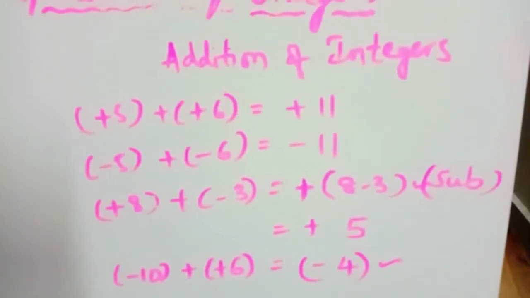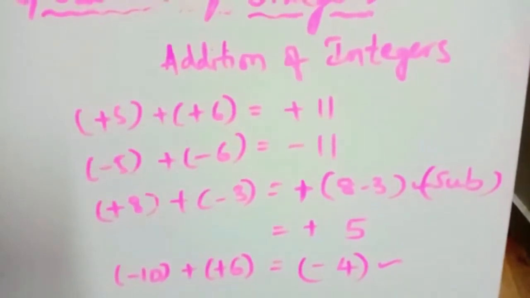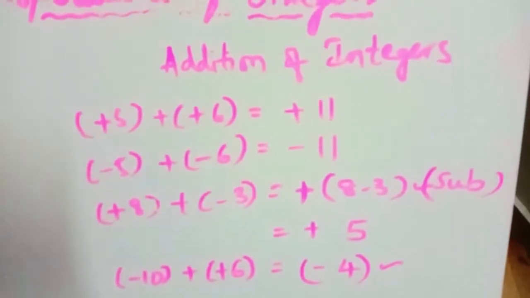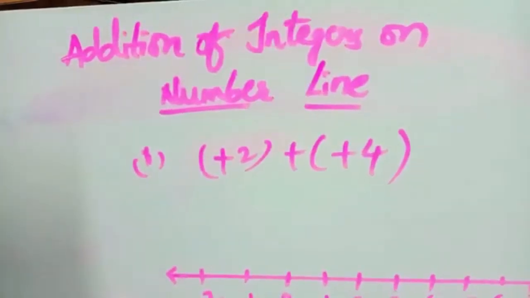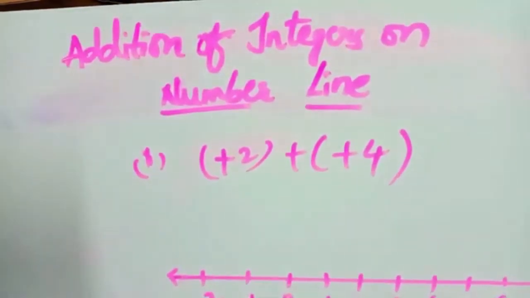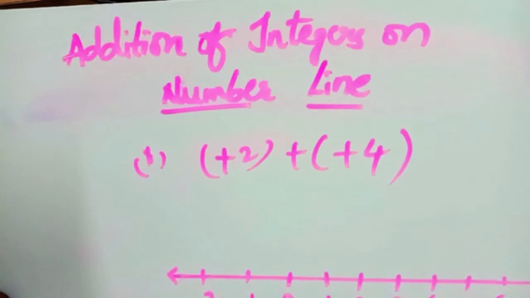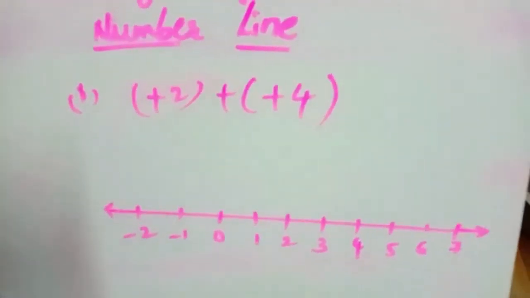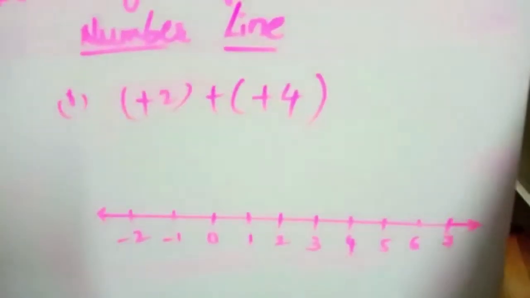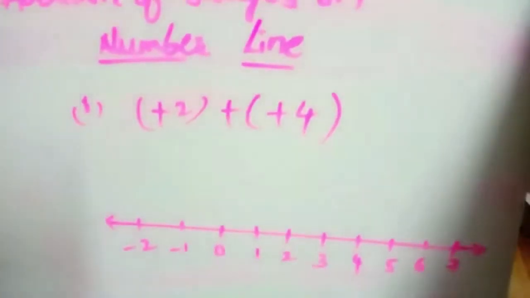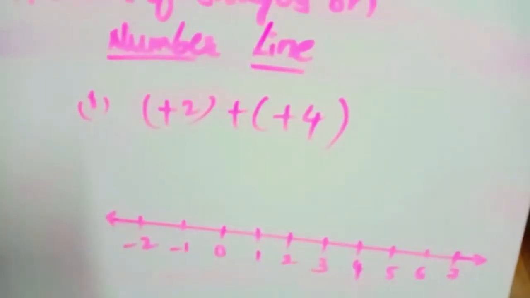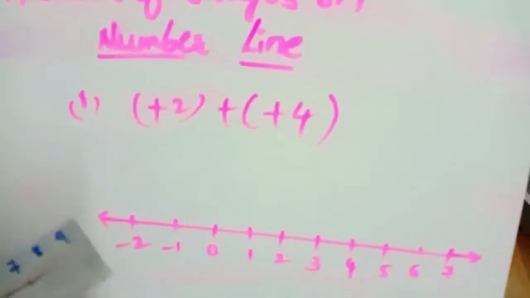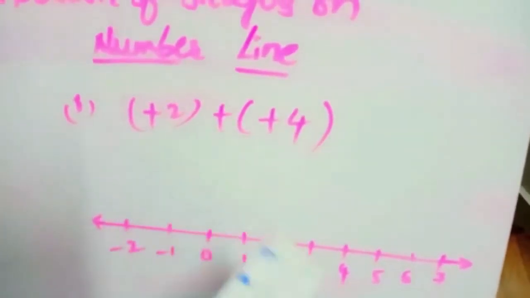Now we will go with the addition of integers on the number line. Here we are solving addition of these integers on the number line. We are adding positive 2 and positive 4. To add this, first of all we need to draw a number line with some numbers. The first number is 2, the next integer is 4, so we are adding 4 to the positive 2.